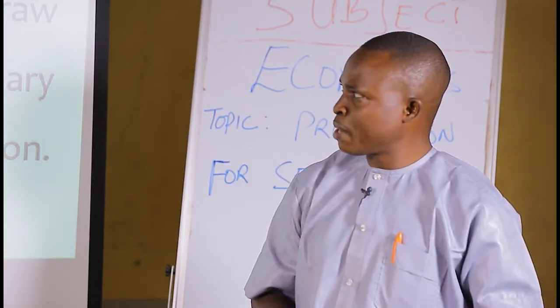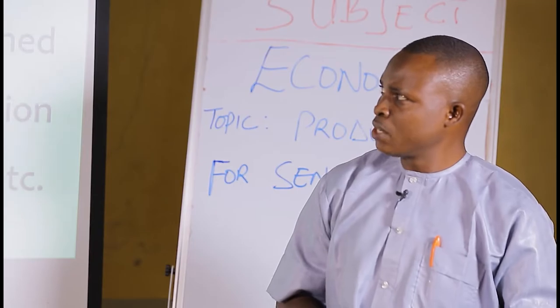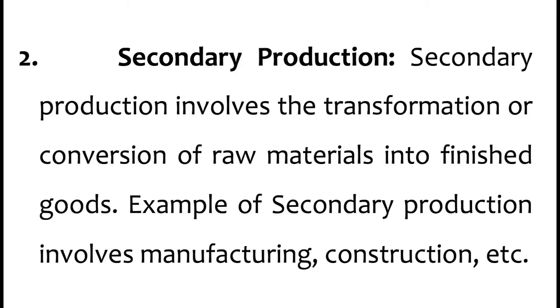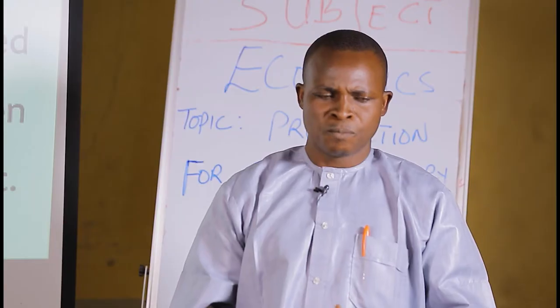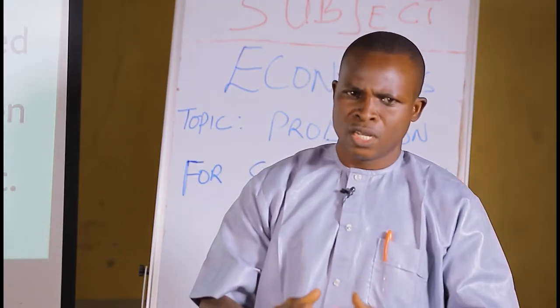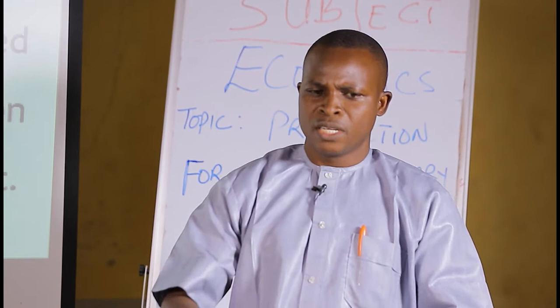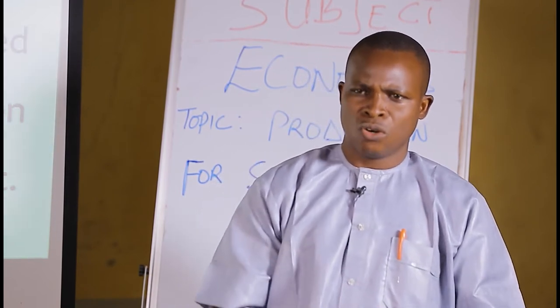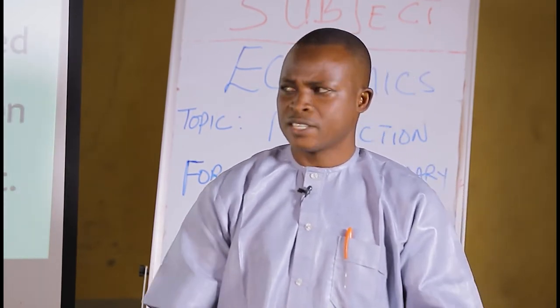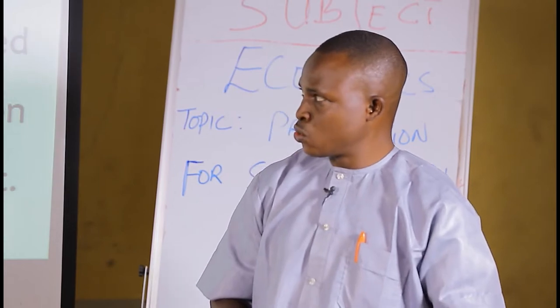They are examples of primary production. Number two, secondary production. The secondary production involves the transformation or conversion of raw materials into finished goods or finished product. Examples of secondary production are the manufacturing and the construction industries. They are the industries we use to transform these raw materials into finished goods, or to process these raw materials into finished goods.